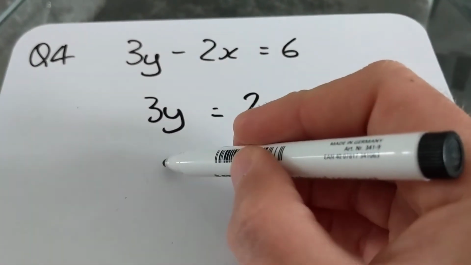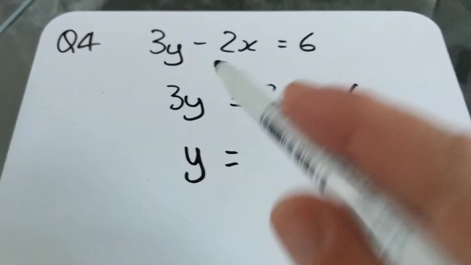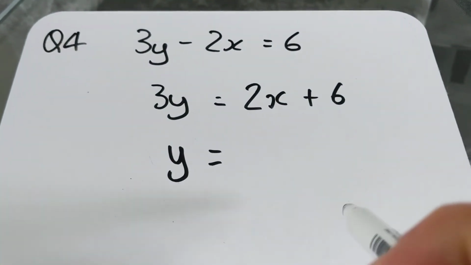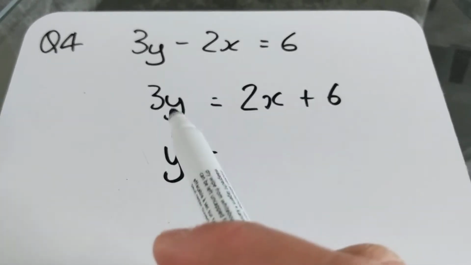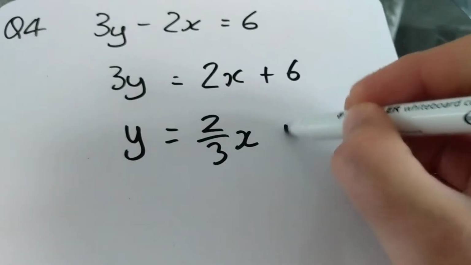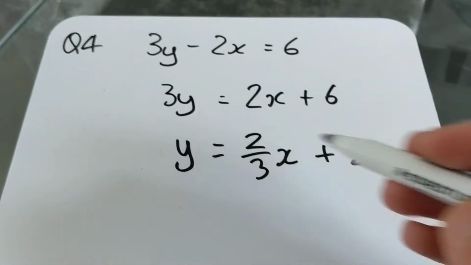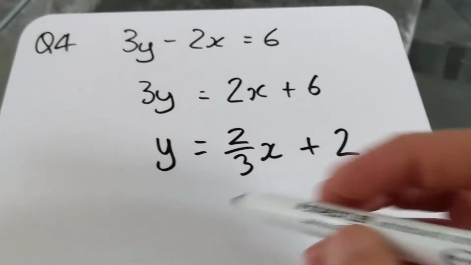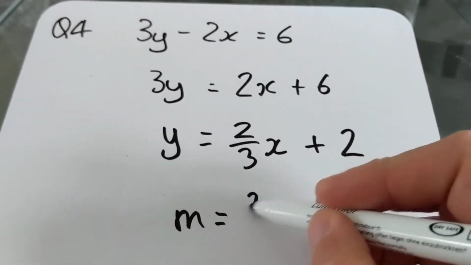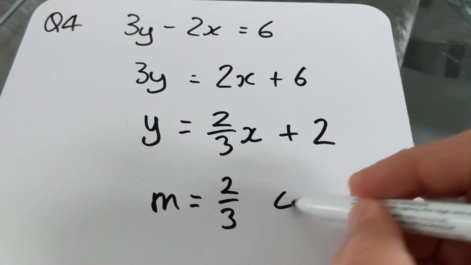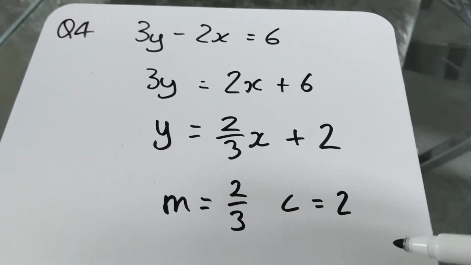To get y on its own, we need to divide through by 3. Now, you can write 2x divided by 3 as one big fraction, but you're basically just dividing everything by 3, so it's like 2 over 3x plus 2 if you divide everything by 3. Okay, and that helps, if you have it in this form, helps to identify your gradient is 2/3 and your y-intercept, which you sometimes call c, is 2.